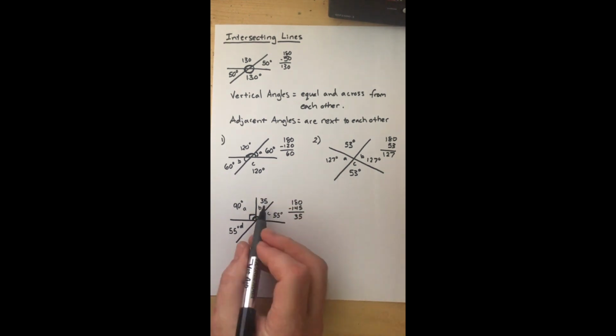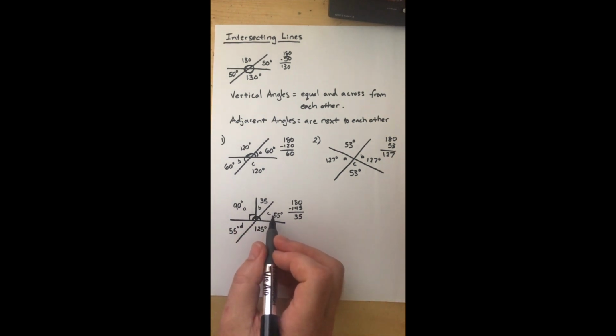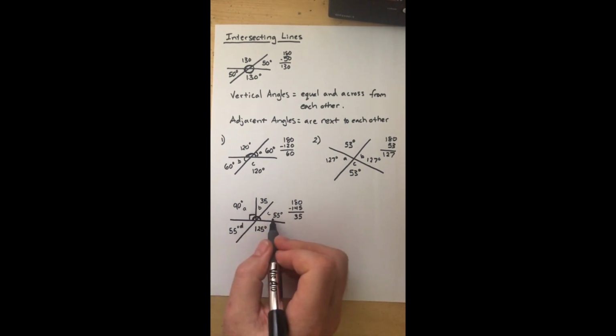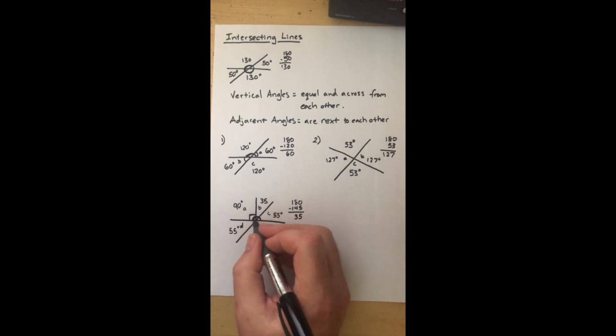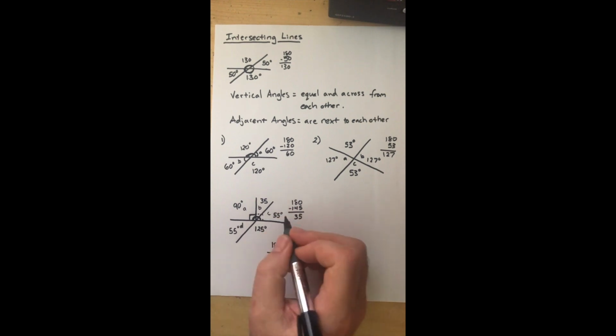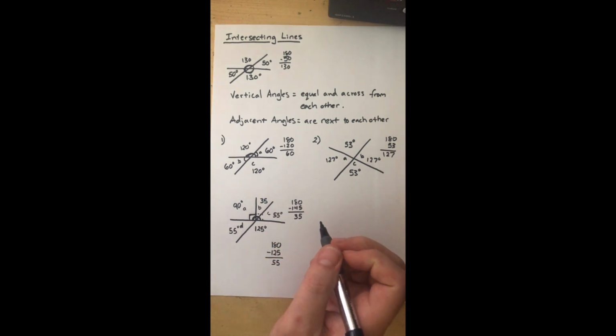Now what you'll also notice is that 35 and 55 add up to 90. So you could either subtract 145, because I added these two up, from 180, or you could have said, well, if 90 is already here, I have 90 left over here, so you could have taken 55 away from 90 and gotten the 35 as well.